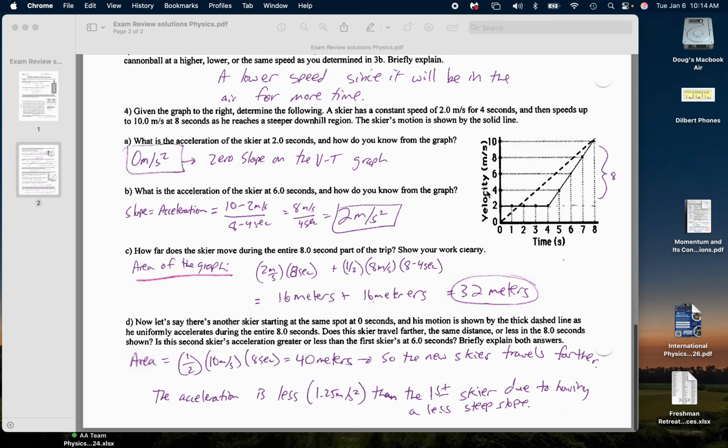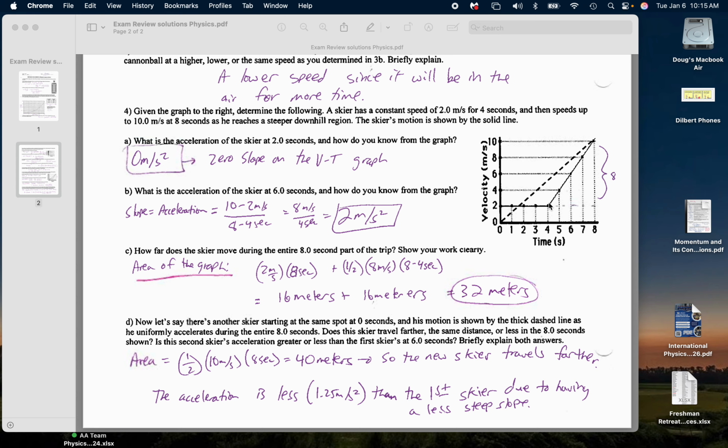Number 4 is looking at the graph of a velocity time graph. We've done this quite a bit the last couple weeks before break, actually for quite a bit of time. So the first thing is asking the acceleration at this point at 2 seconds of this solid line. Well, at that point, the slope is 0, so there's no acceleration. The slope of a velocity time graph is the acceleration. Part B, the slope is the acceleration again, so we're only looking at this region.